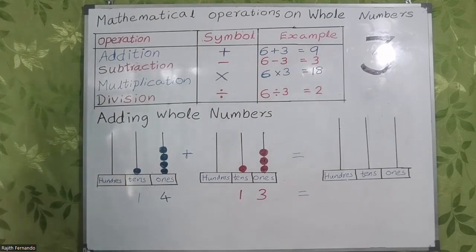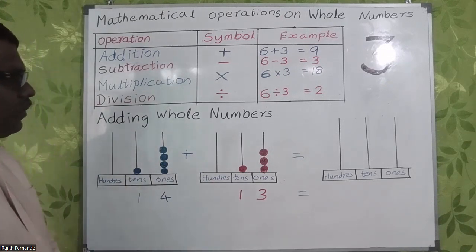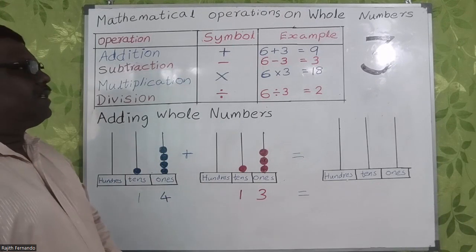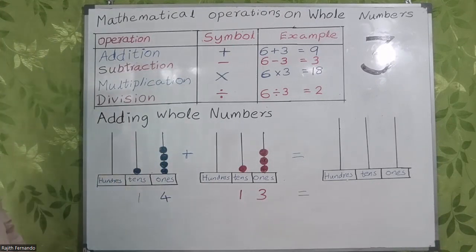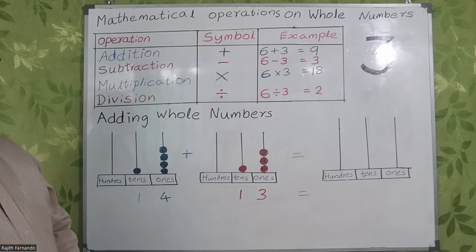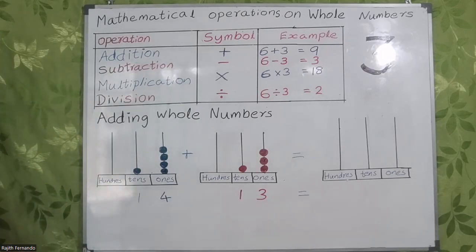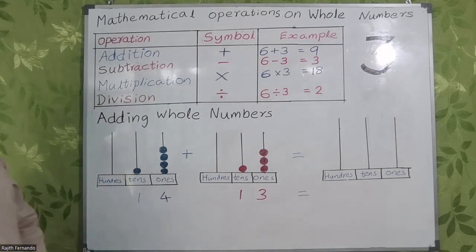That is, if I tell you to add 6 and 3, then what you have done is collect 6 and 3 together and you have got the answer 9. In the subtraction, if I say subtract 3 from 6, then you have to take out 3 from the 6 and you get the answer 3.